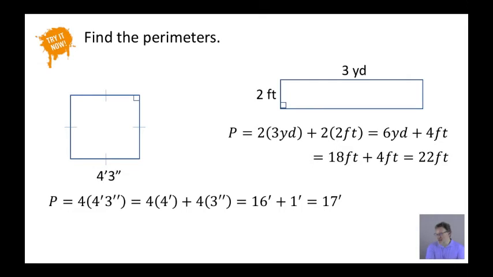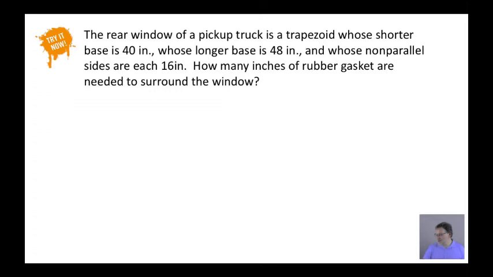Here's another one. The rear window of a pickup truck is a trapezoid whose shorter base is 40 inches, whose longer base is 48 inches, and whose non-parallel sides are each 16 inches. Let's take a moment to visualize that. So we've got 2 bases to this trapezoid here. We've got one on top and we've got one on bottom. These are the parts of the quadrilateral that are going to be parallel to one another, and then we have these other 2 sides here.